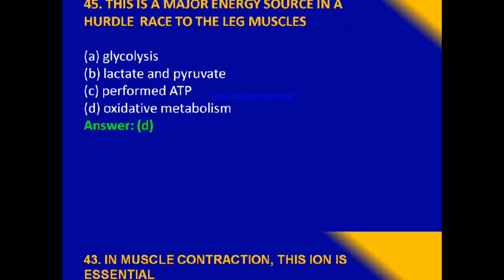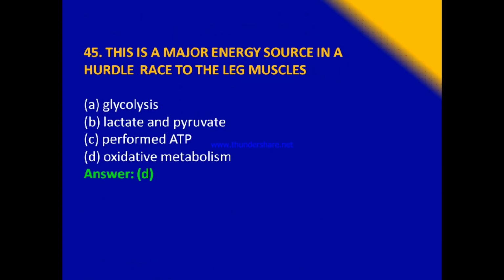Next question. This is a major energy source in a hurdle race to the leg muscles. Glycolysis, lactate and pyruvate, performed ATP, or oxidative metabolism. So oxidative metabolism is a major source of energy in a hurdle race to the leg muscles.